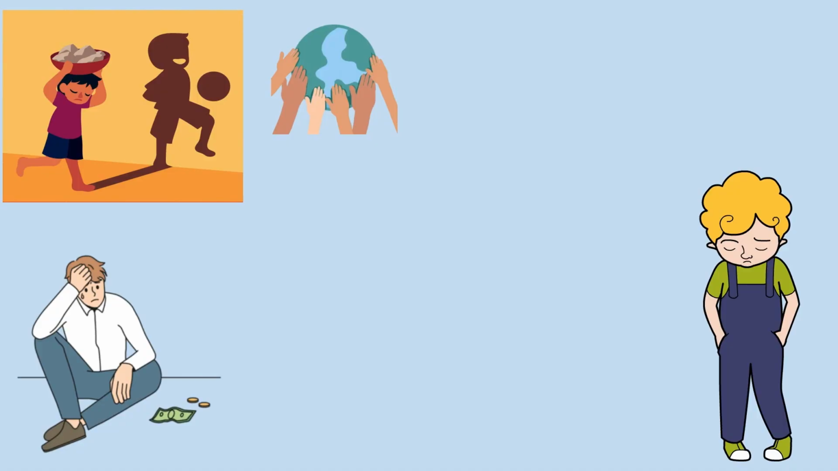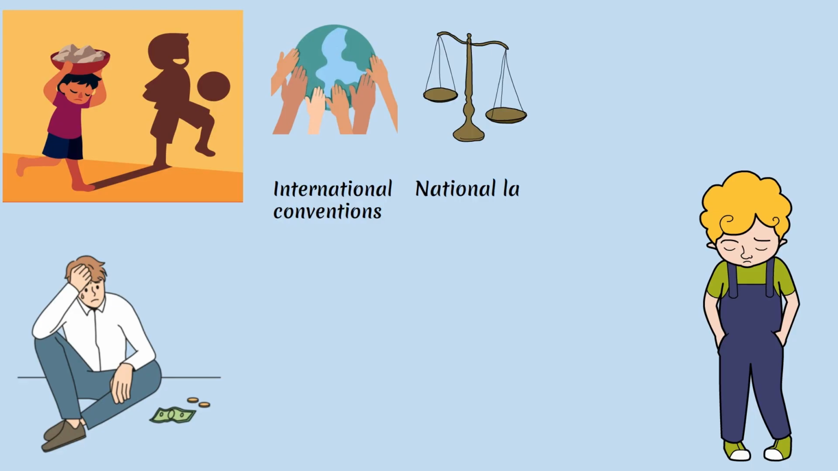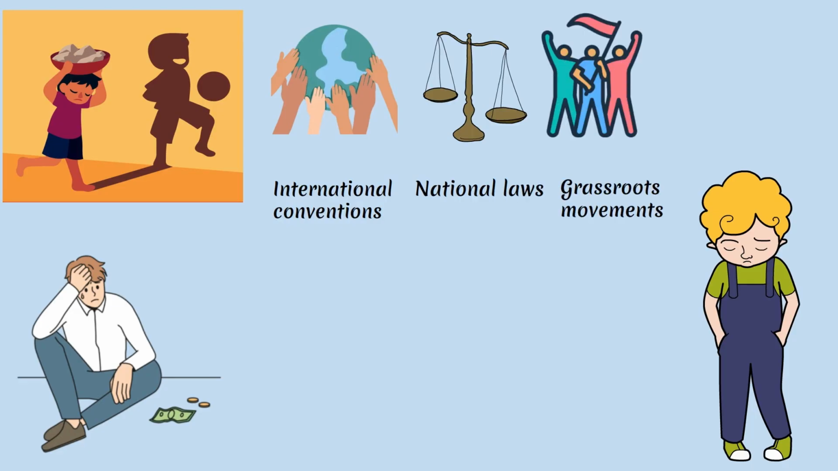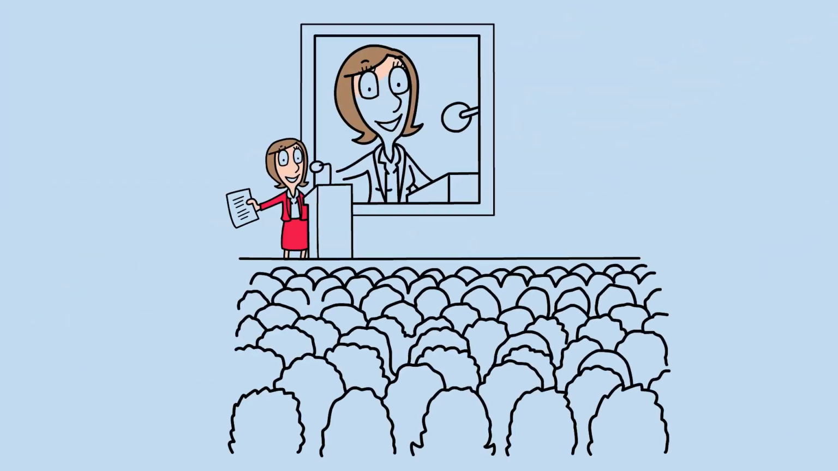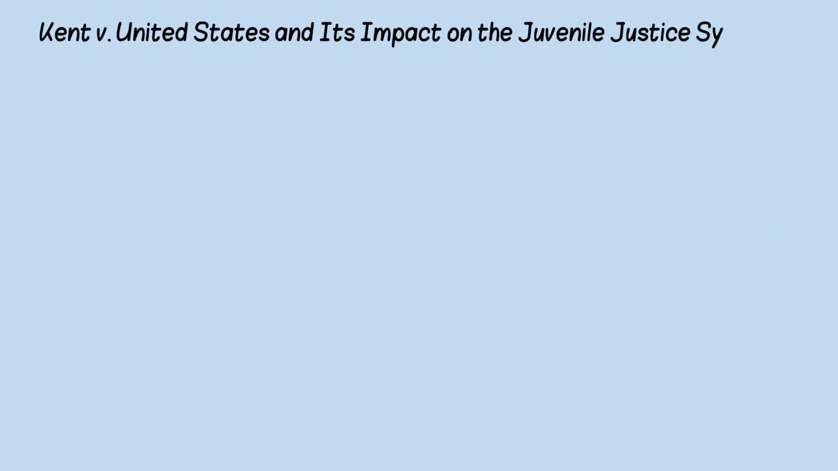Efforts to address involuntary servitude involving children include international conventions, national laws, and grassroots movements. Organizations such as UNICEF and the International Labor Organization advocate for stronger protections, while education and community awareness programs aim to prevent exploitation. Kent v. United States and its impact on the juvenile justice system.